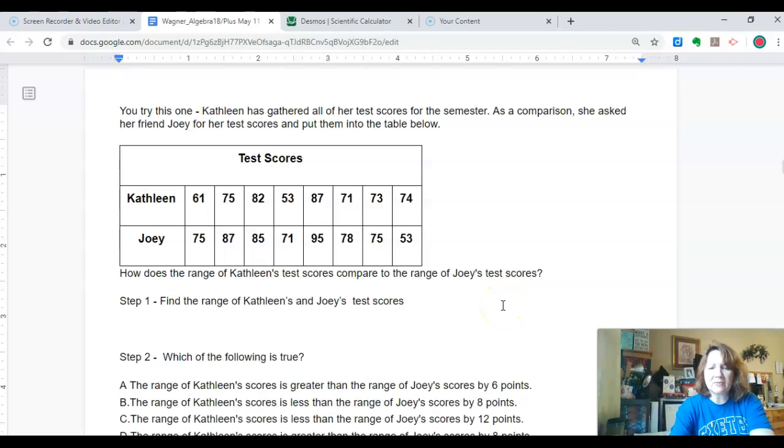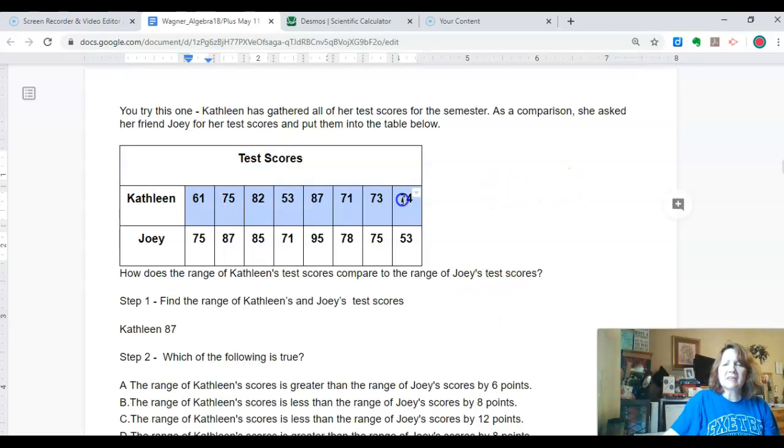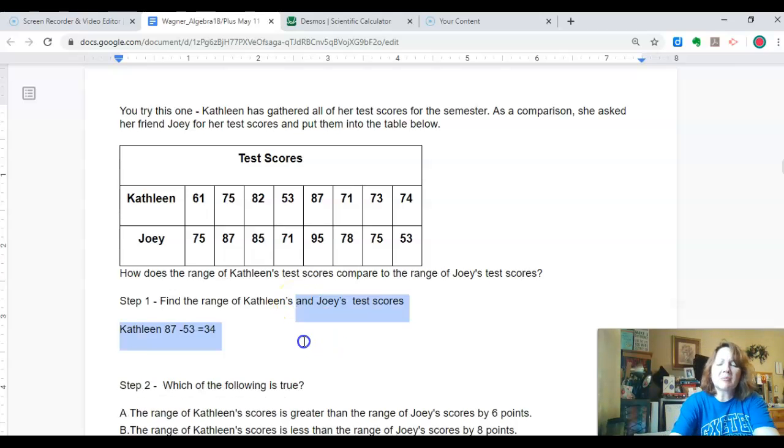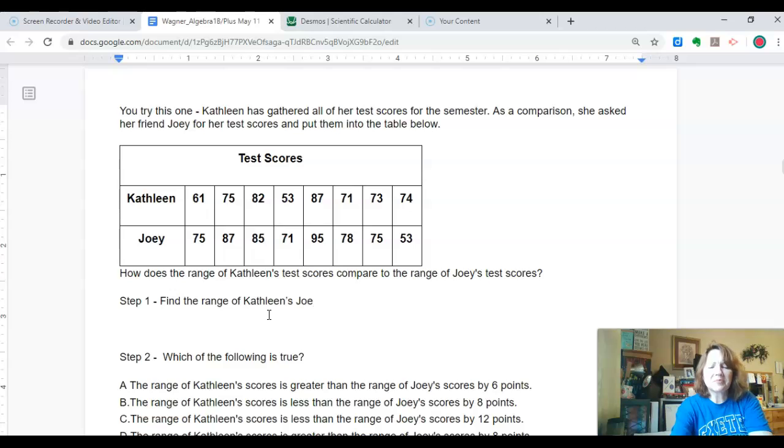Let me just look right here. I'm going to put Kathleen here, and I find that her highest score is 87, the biggest number here if I look at all Kathleen's scores, minus her lowest score, which is 53. That turns out to be 34. So I'm going to write 34 for that. Then I'm going to say, well, what, oh, sorry about that.